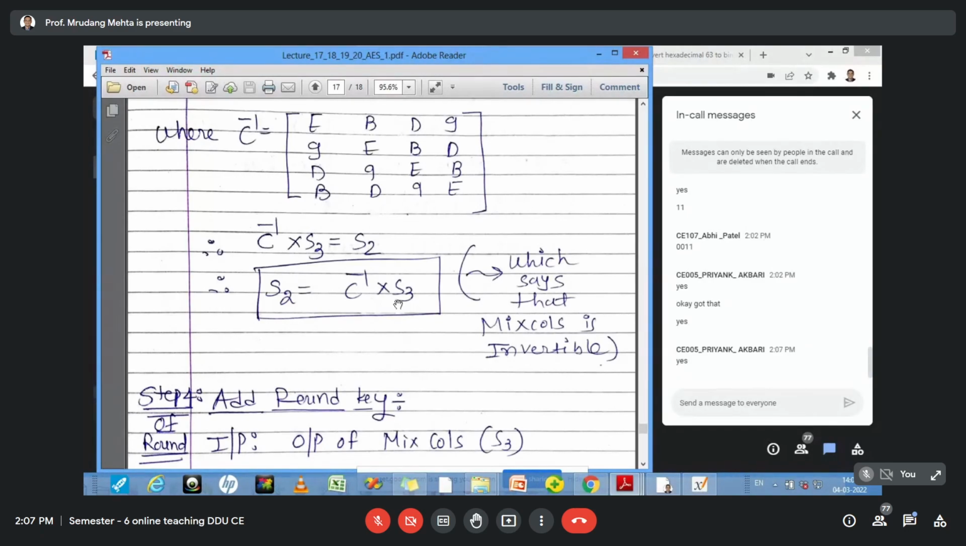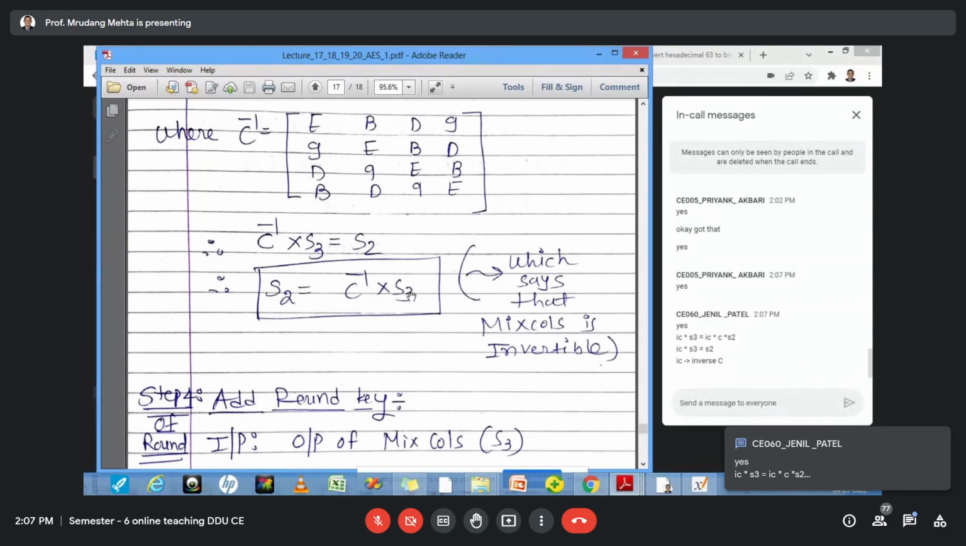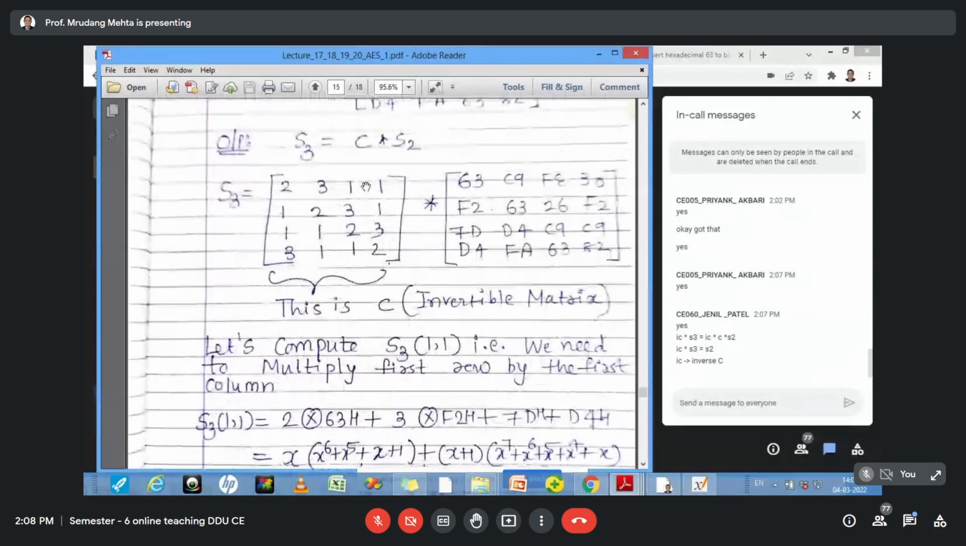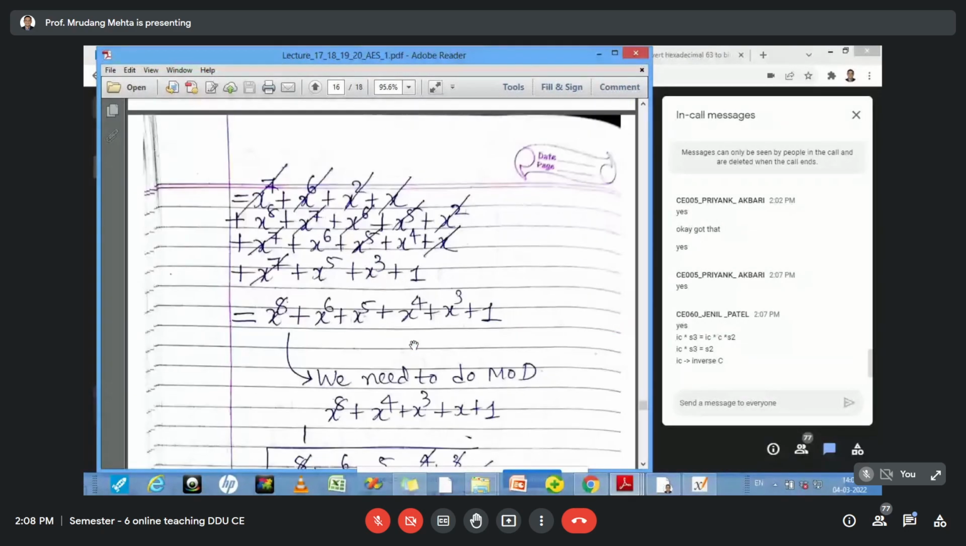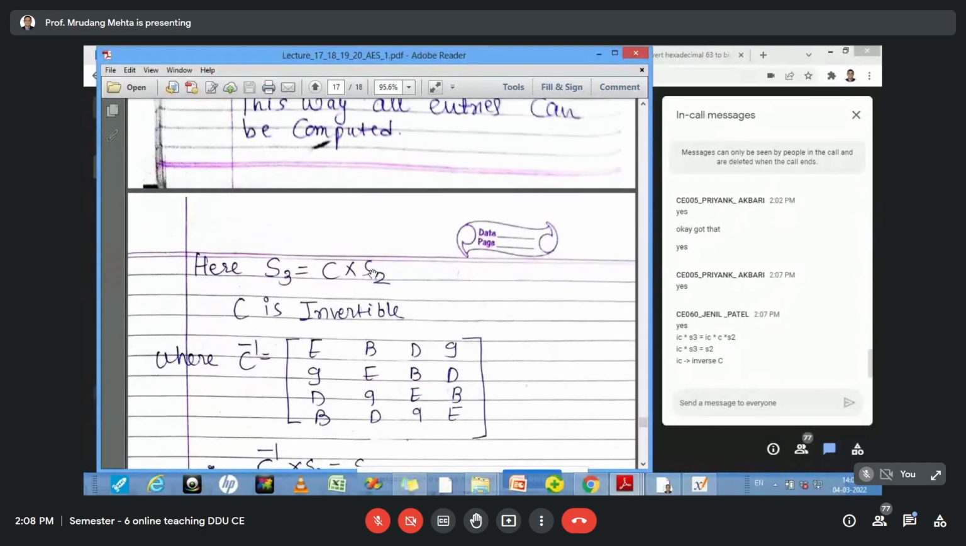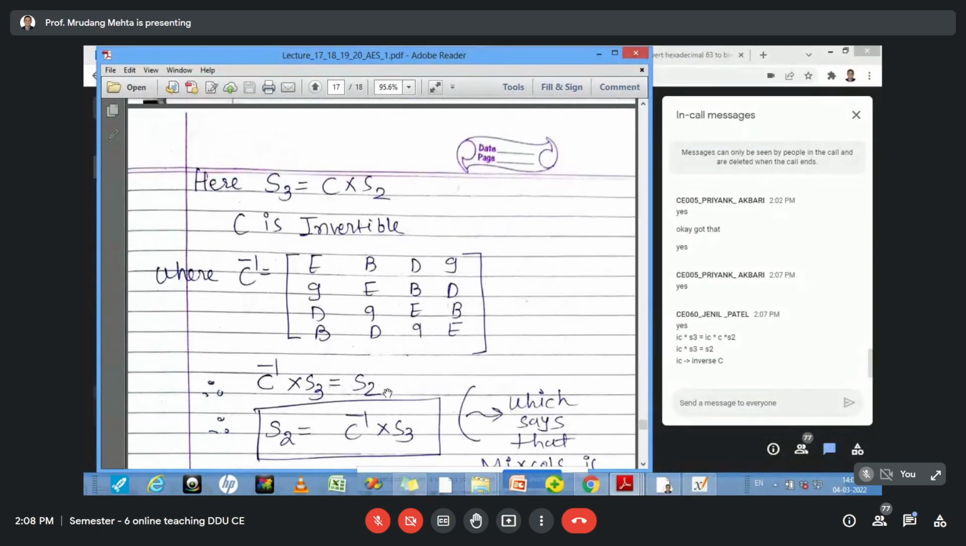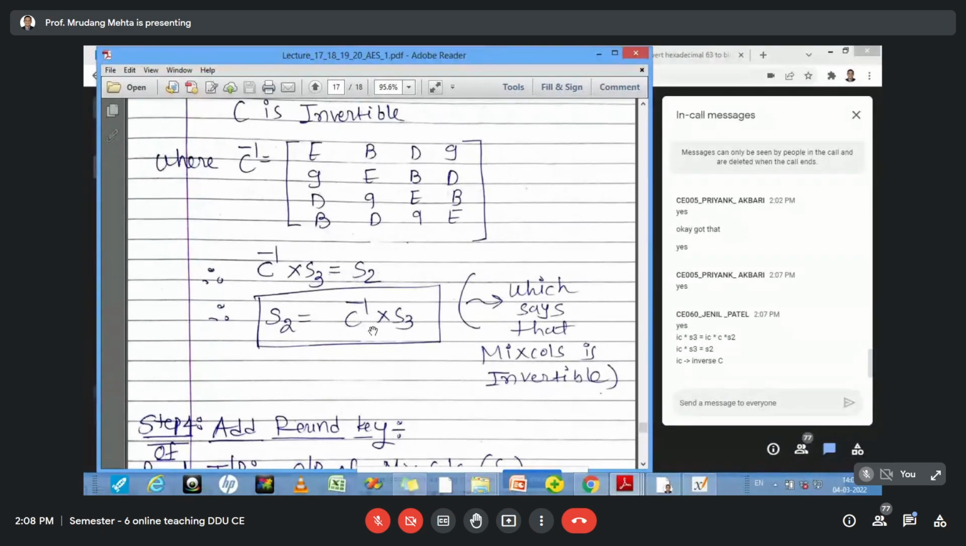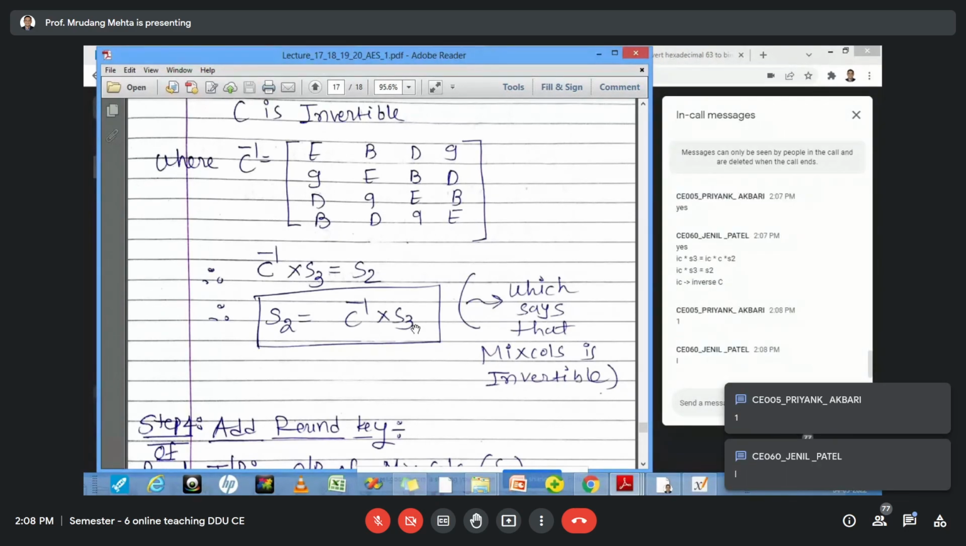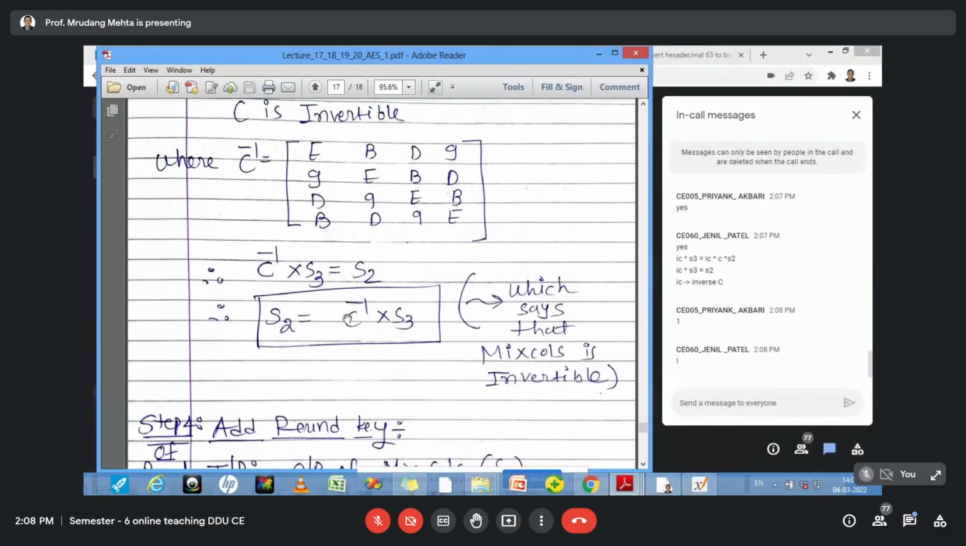It is very simple. See, S3 equals C into S2. So if we put C into S2 in place of S3, we have C inverse into C into S2. Now what is the value of C into C inverse? 1, right? So 1 multiplied by S2, that is S2. So from RHS, we have proved that LHS and RHS are the same.